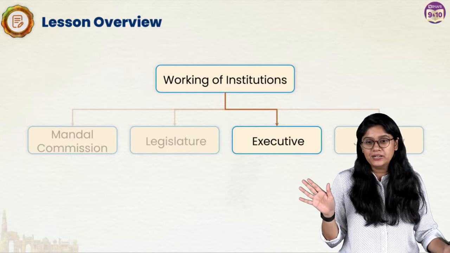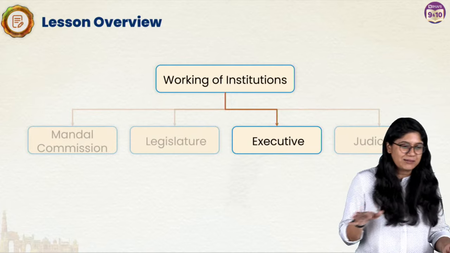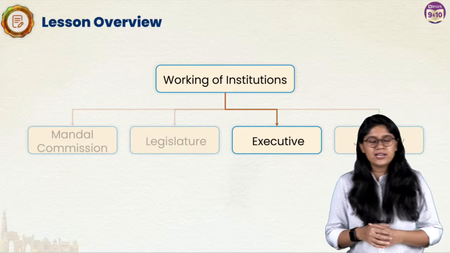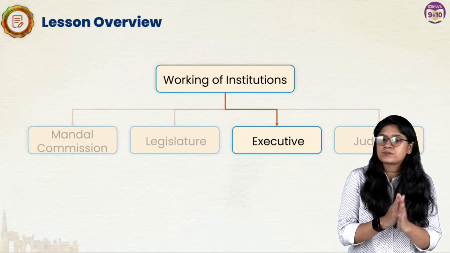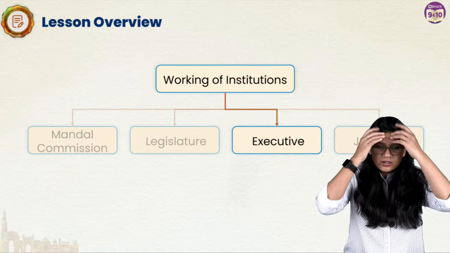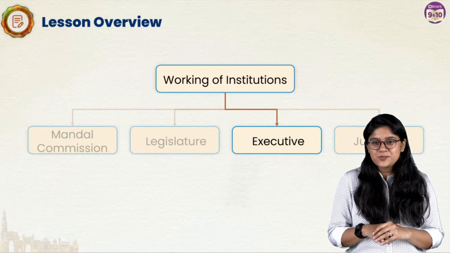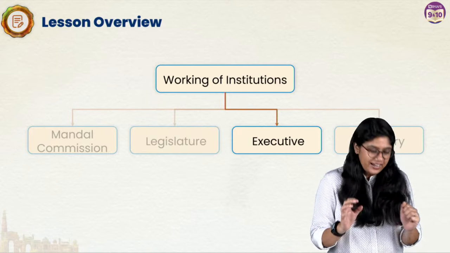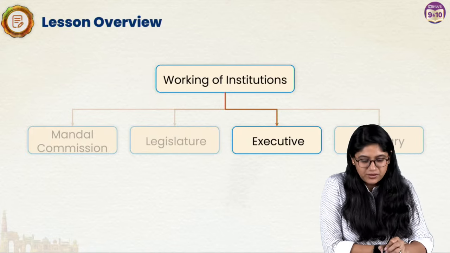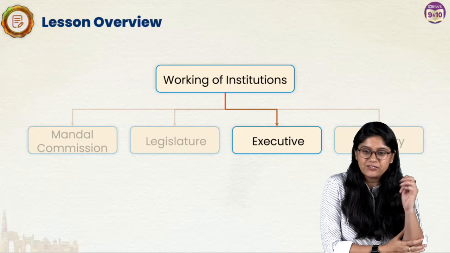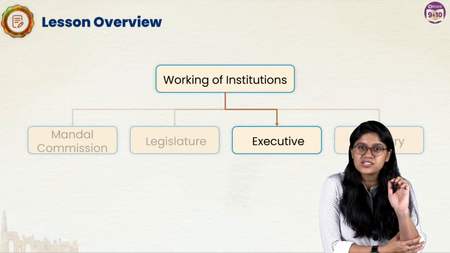Even though on paper, okay, let me give you an example. Let's suppose in your house, for example, we have usually one condition, right? We have elder siblings or we have younger siblings, right?